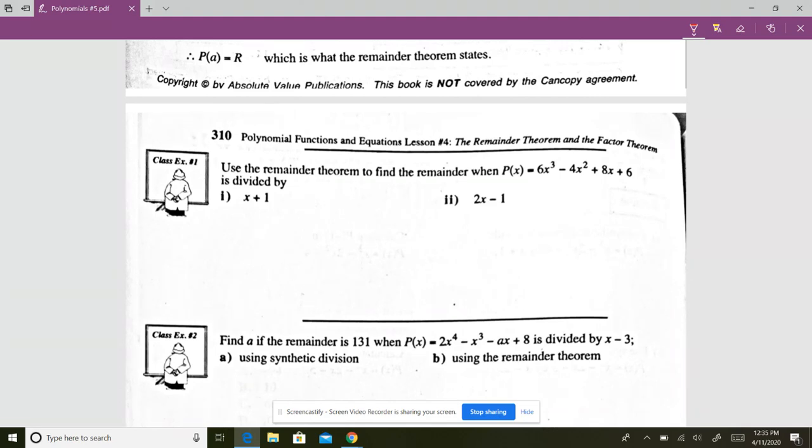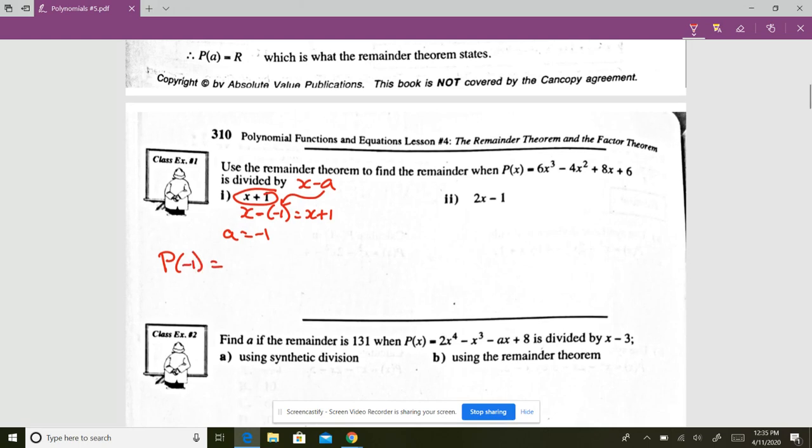So just a couple of examples here. We have x plus 1. Remember, everything is always x minus a. So this is actually x minus negative 1, because that's the way we get x plus 1. So this is our a value. A is equal to negative 1. That's why I always say what makes it 0 is your a value. Negative 1 in this case. So if I want to know the remainder, I just take negative 1 and I put it in for all my x's.